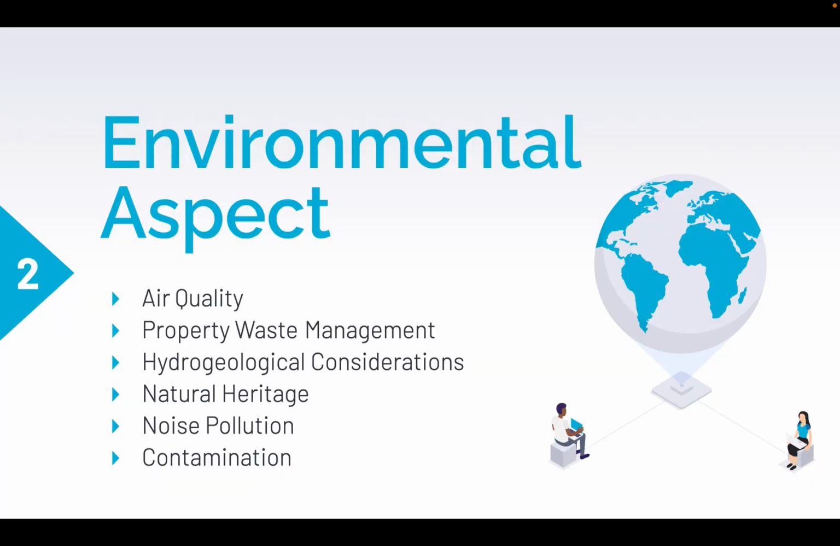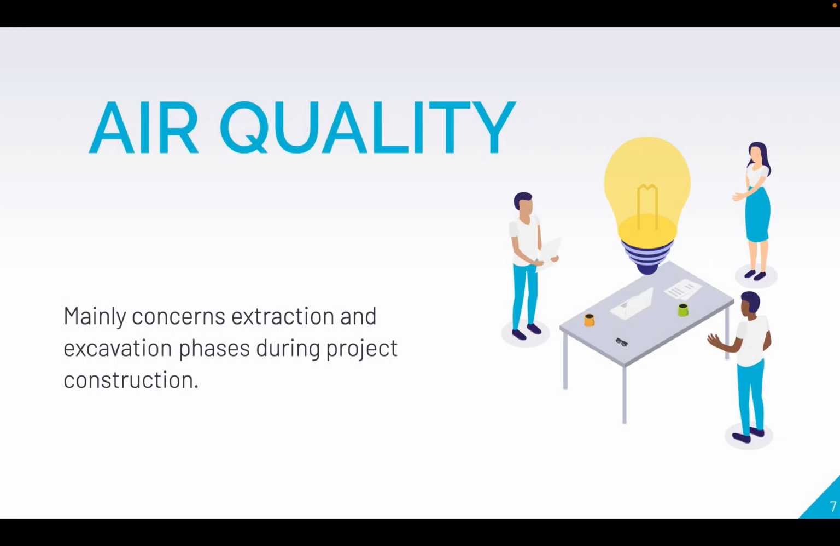Moving on to the scope of this presentation, like every large-scale project, ECLRT left behind diverse environmental impact on society, such as air quality, property waste management, hydrogeological considerations, natural heritage, noise pollution, and contamination. Air quality effects are more minor compared to other aspects. Its impact are evident only during significant extraction and excavation phases of the project, as the new transit system is emission-free.